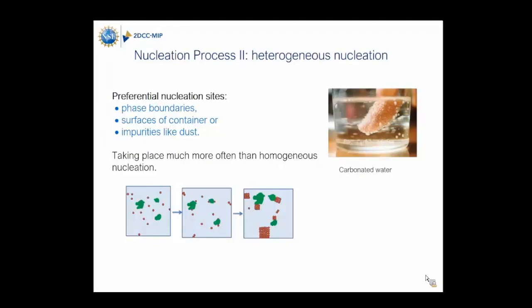Here's one example of heterogeneous nucleation: soda water. Soda water is carbonated water. To facilitate nucleation, you just dip your finger into the soda water, and you will find a lot of carbon dioxide molecules nucleate on your finger. That's what heterogeneous nucleation means. When the finger is dipped into the water, you have an interface between the water and the surface of your finger. That serves as the nucleation site, so that the carbon dioxide molecules can nucleate.